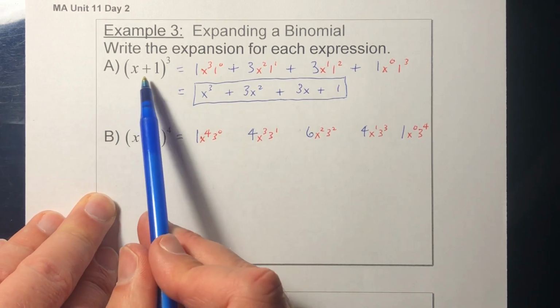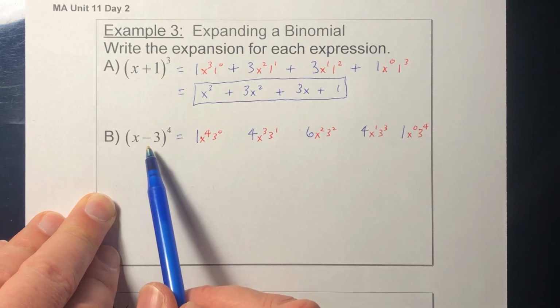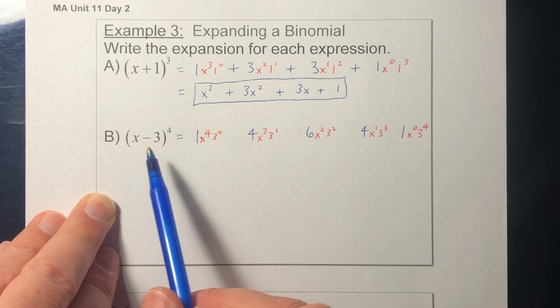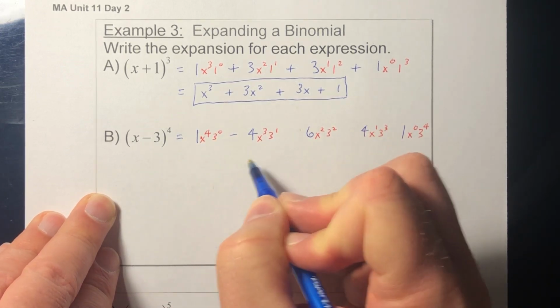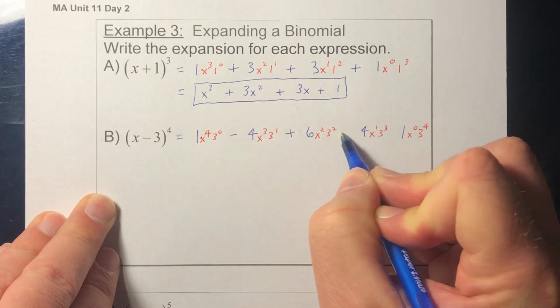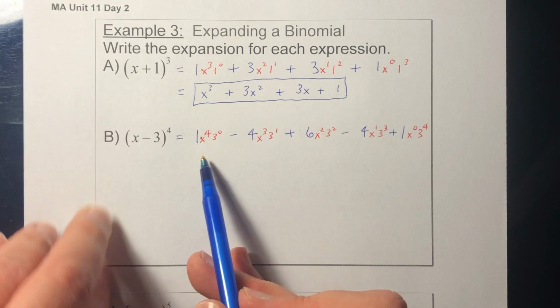Now, going back to letter A, if that's a plus, they're all plus. If it's a minus, what we do is we alternate plus, minus, plus, minus. First guy is always positive, so the first sign you actually write is minus. Plus, minus, plus. So you just alternate, okay?